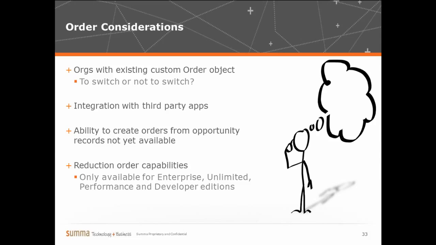Finally, as discussed earlier, you can create an order manually from an account or contract, or you can use the API to pull information from the opportunity and or opportunity products to create an order. However, there is currently no capability to manually create orders from an opportunity record. If you wish to relate an opportunity to an order, this can be done with a custom lookup relationship. And lastly, for those running Professional Edition, reduction order capabilities are not available. So just something to consider if you're planning on using orders.